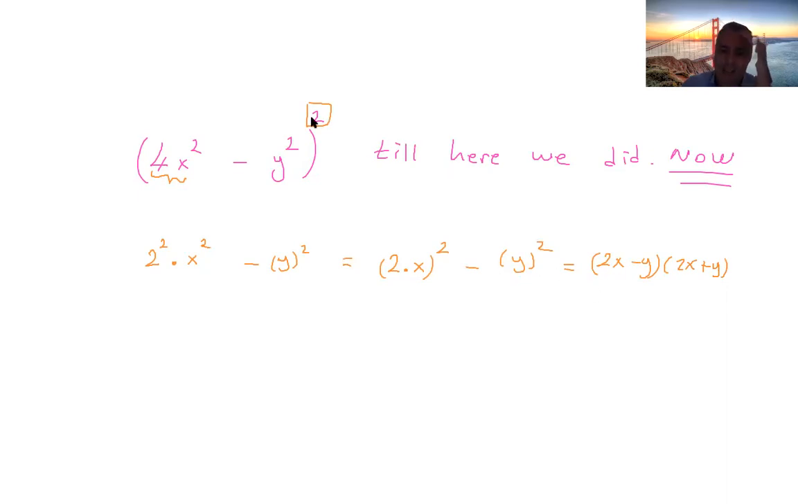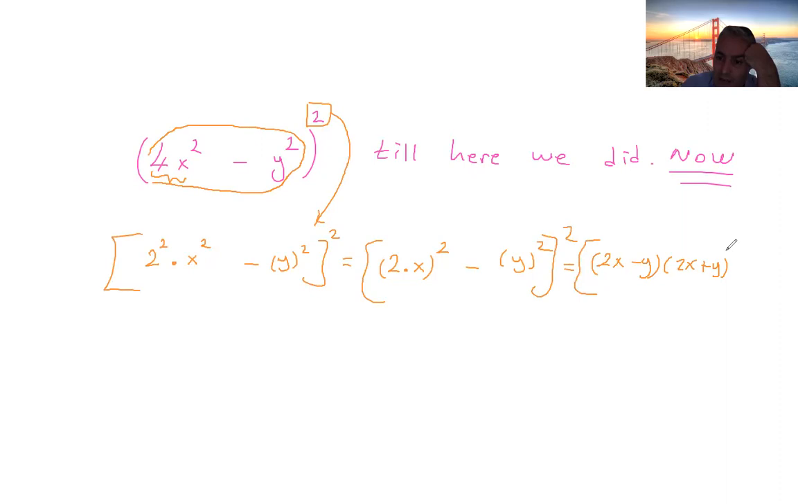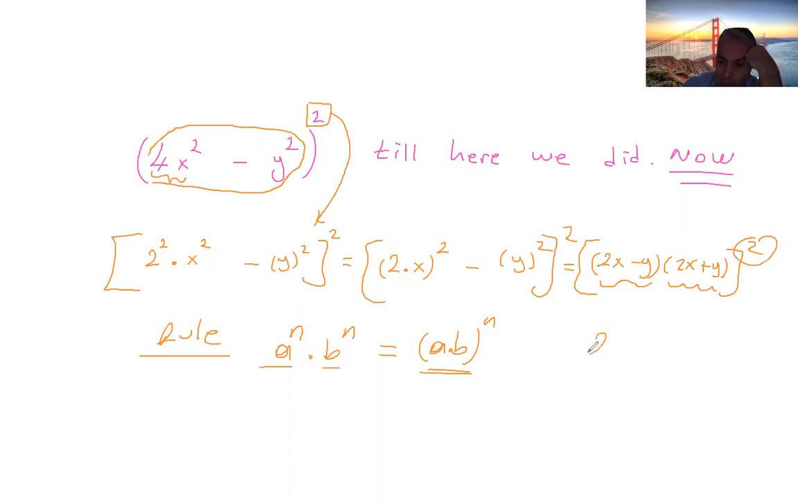Yes. Now, since we just did inside of parentheses, so I have to the power of 2. And rule, remember, a to the power of n times b to the power of n is equal to ab to the power of n. Now I have this ab to the power of n. So this is equal to a to n, b to n. So 2x minus y to the power of 2 times 2x plus y to the power of 2.